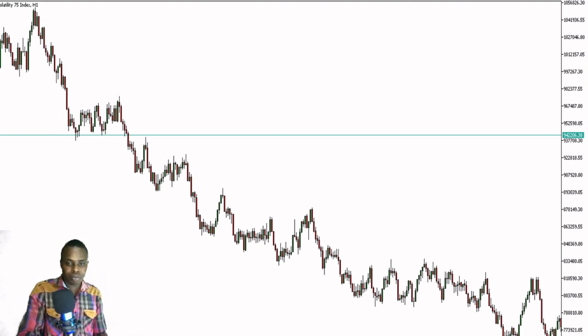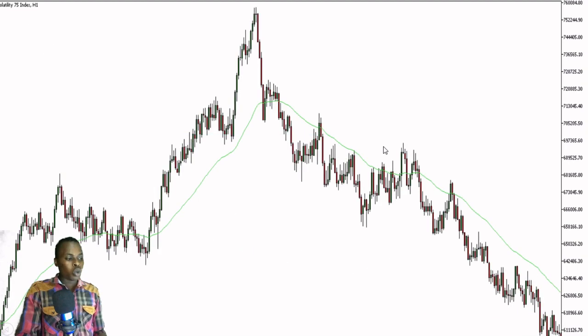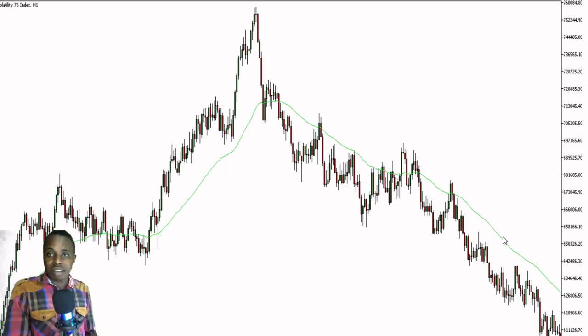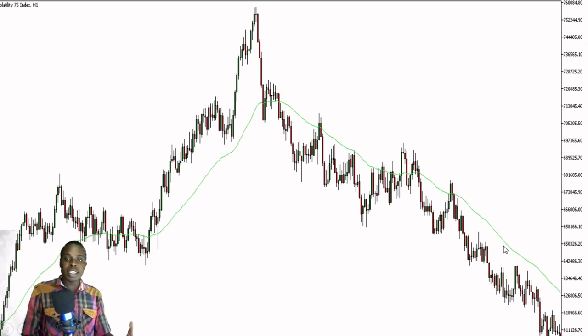Now, let me show you how to use indicators to identify market structure before we move on to the area of value. If you look at this, you can see that the green line that I have here is the moving average. So this green line is the moving average.